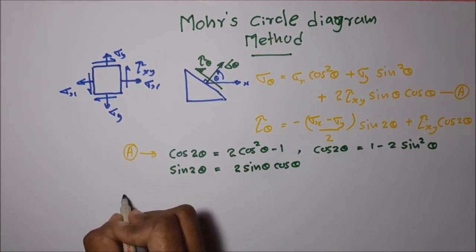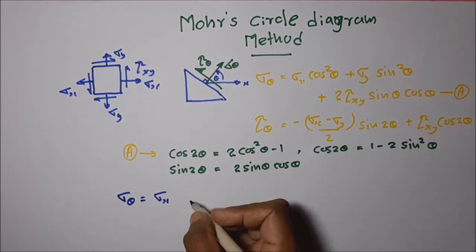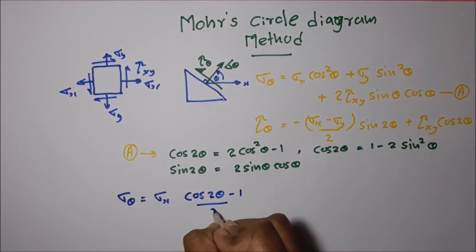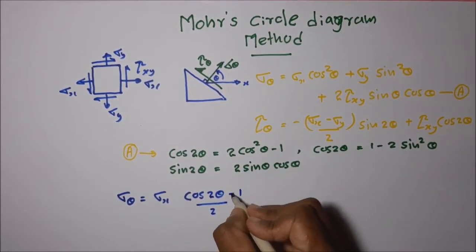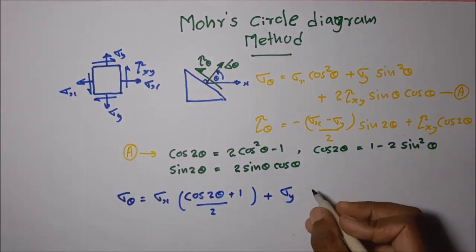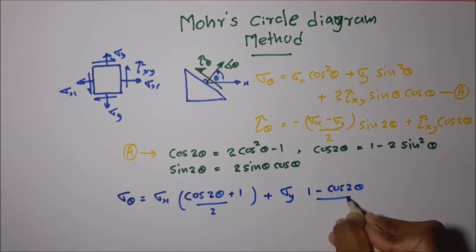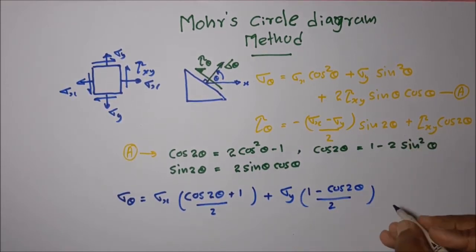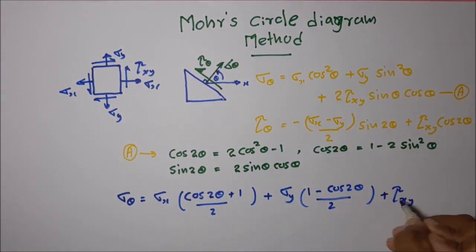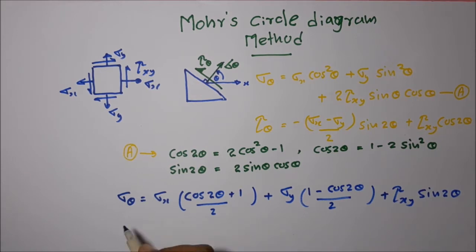So sigma theta is equal to sigma x times (cos 2 theta plus 1) divided by 2, plus sigma y times (1 minus cos 2 theta) divided by 2, plus tau xy using the identity for 2 sin theta cos theta, sin 2 theta.